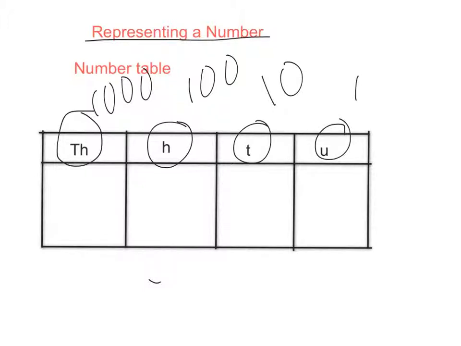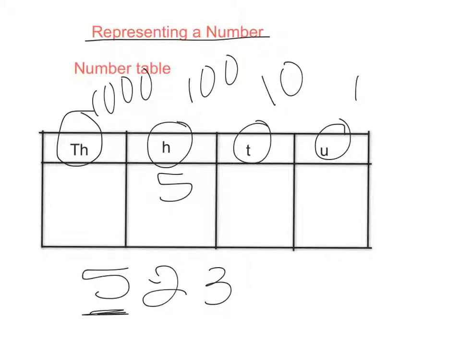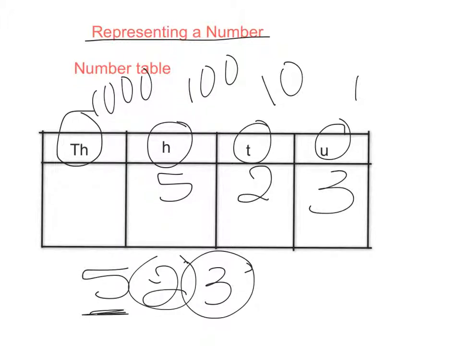So when you write a number, let's say we have 523. The 5 is in the hundreds position. The 2 is in the tens position, so it's 20. And the 3 is in the units position. Now let's keep the number 523 and look at a different way to represent it.